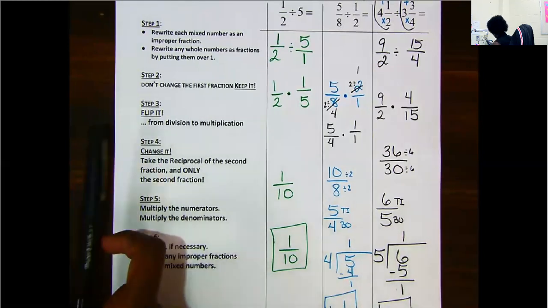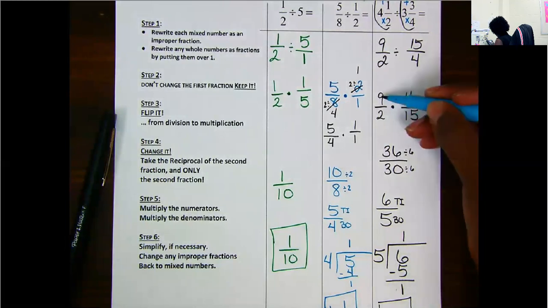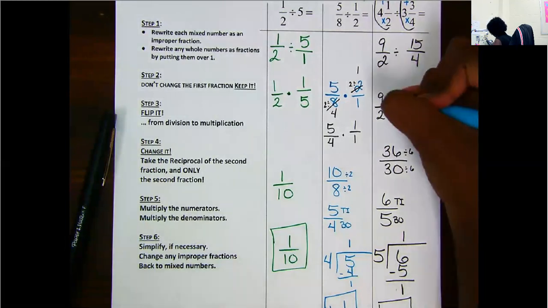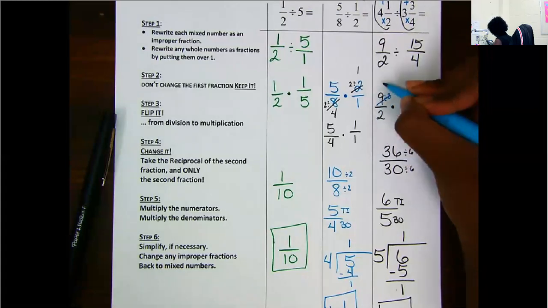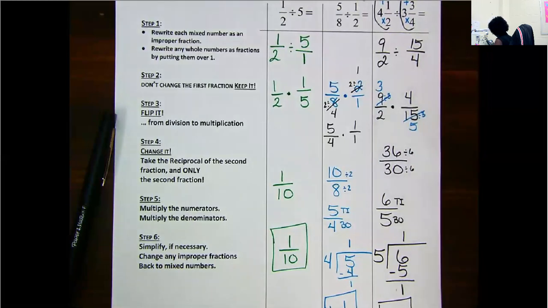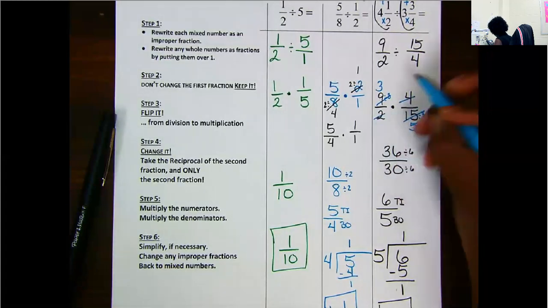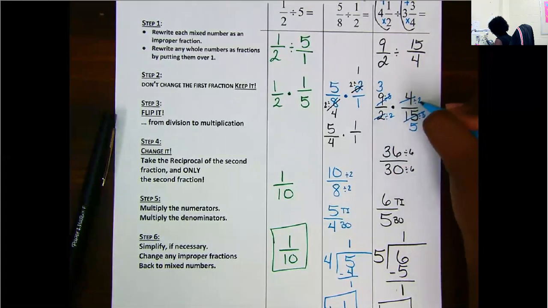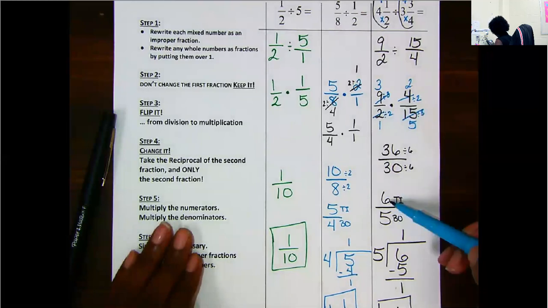And just to show you with the shortcut, if we go back up here, if I look across, 9 and 15, they both share a 3. 9 divided by 3 is 3. 15 divided by 3 is 5. Now I'm going to look this way. I have a 2 and a 4. Ooh, they both share a 2. 2 divided by 2 is 1. 4 divided by 2 is 2. 3 times 2 is 6. 1 times 5 is 5.